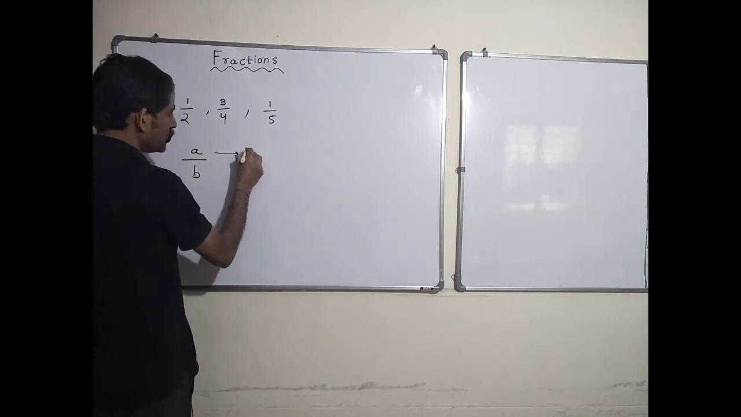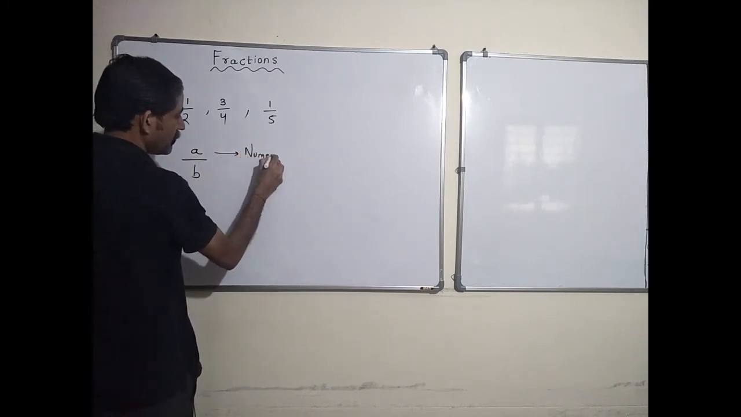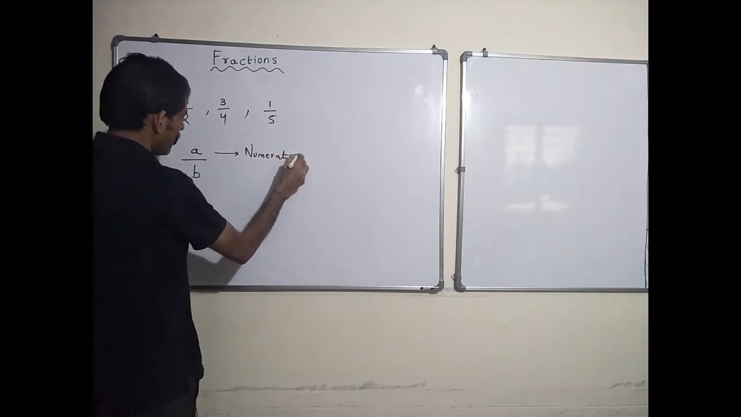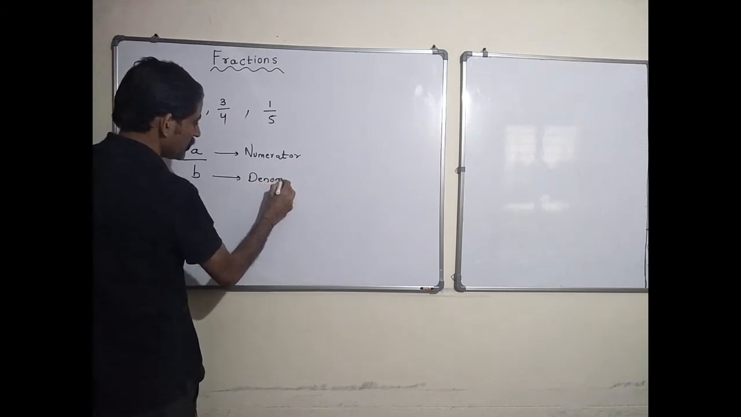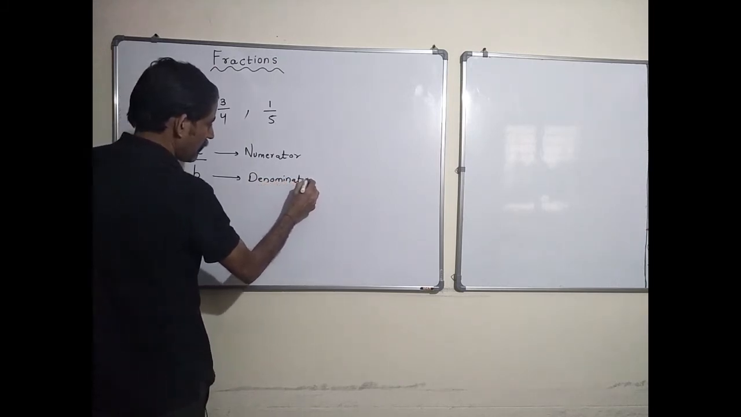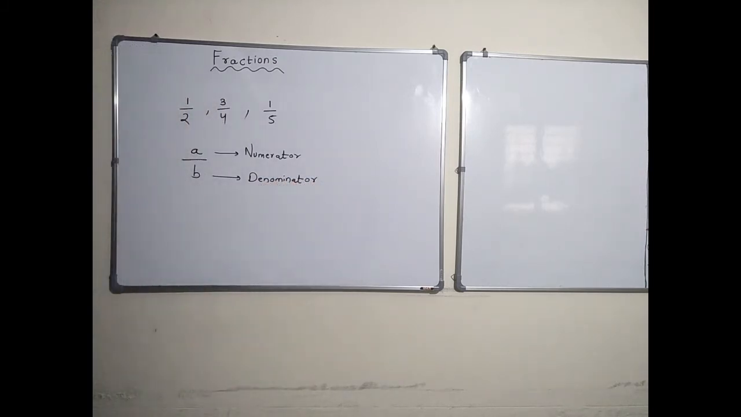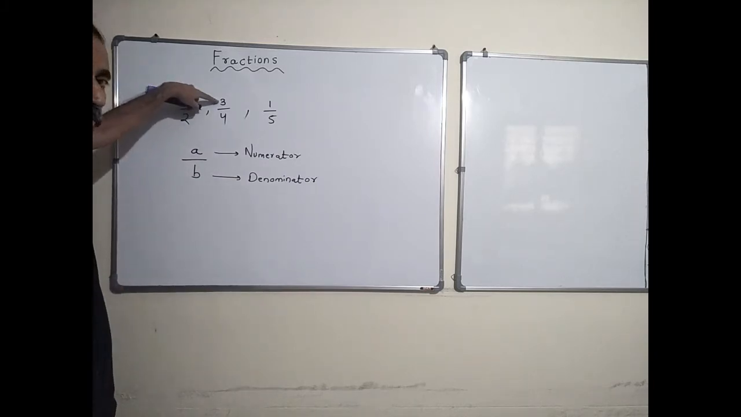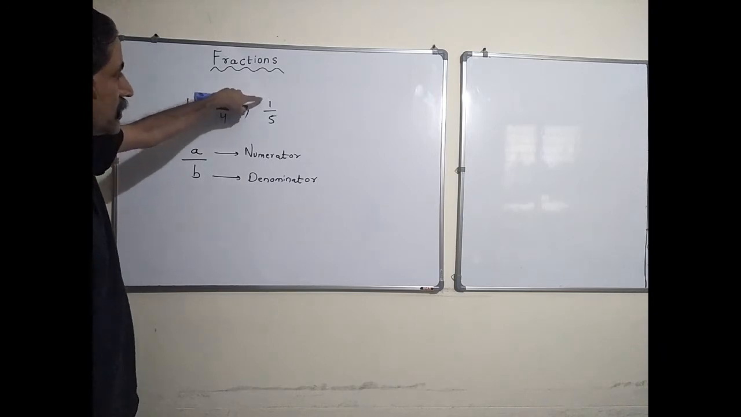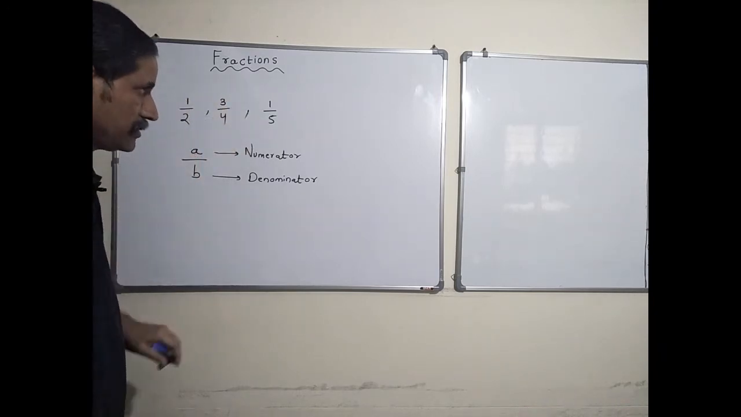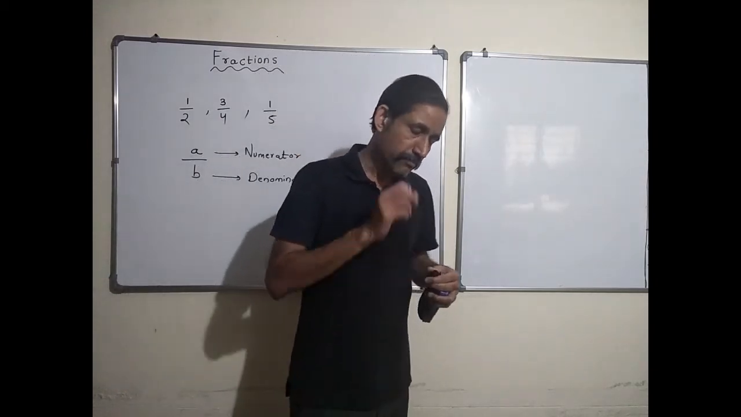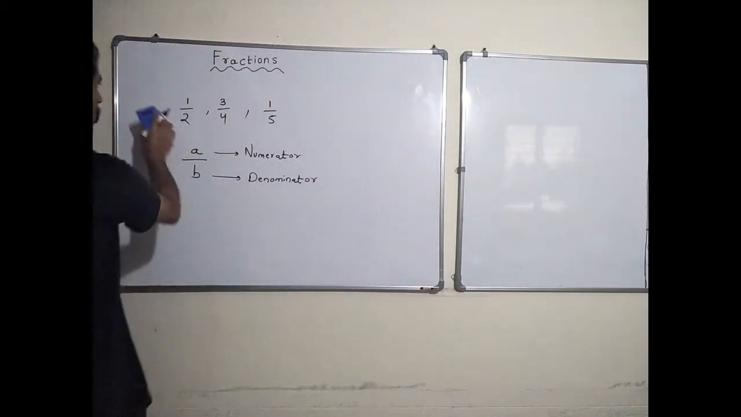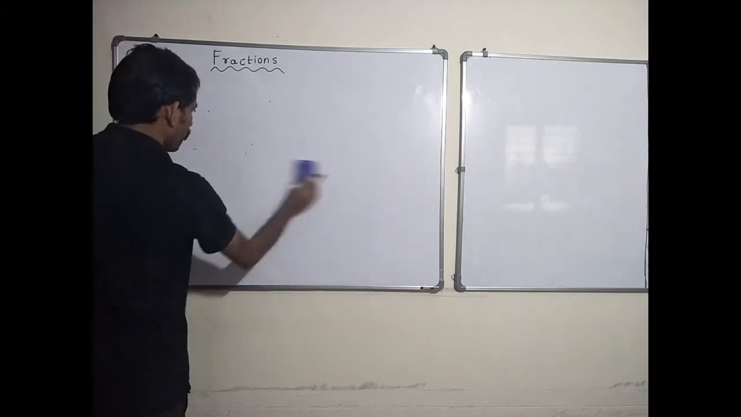A is called the numerator and b is the denominator. Okay, so here in this case 1 is the numerator, 2 is the denominator, 3 is the numerator, 4 is the denominator, 1 is the numerator, 5 is the denominator. Good, right? Now let's move on to the next part.